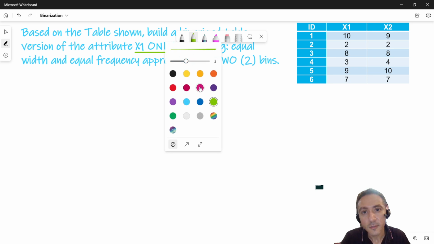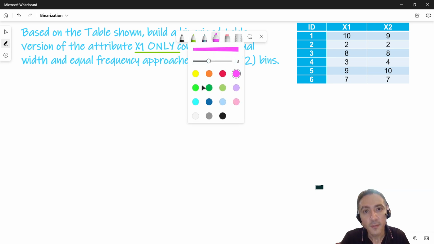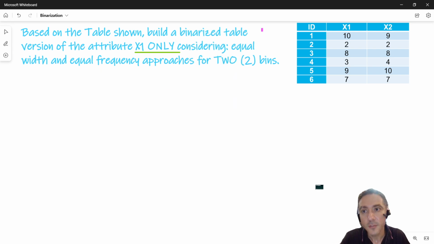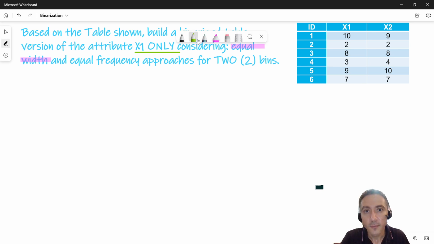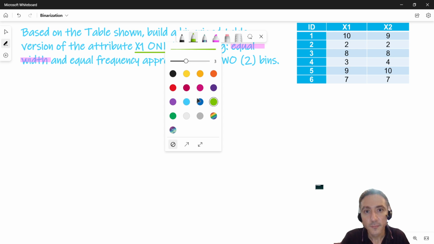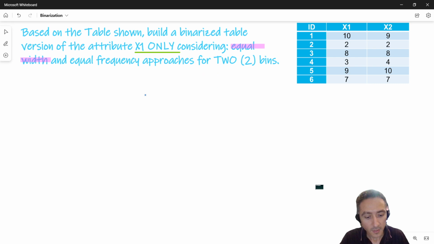So let's start looking into the first one, and start working on equal width. Now, what is the idea of equal width? Let's say I have a farm and I would like to split this farm into 2 to give to 2 different people. Either I can go with equal width or equal frequency. Let's go with equal width.